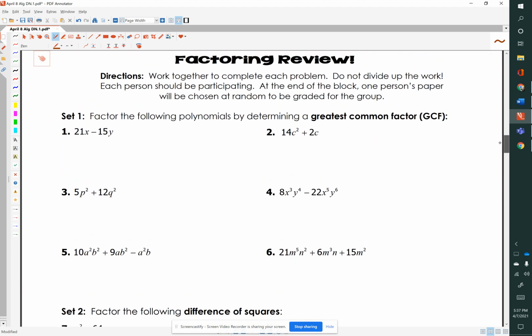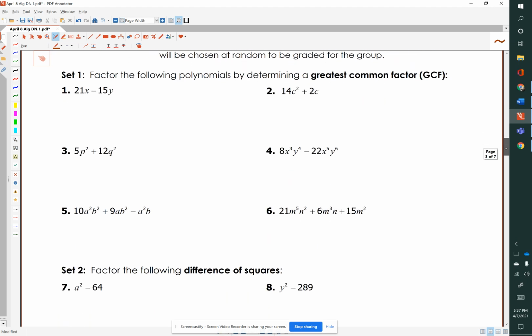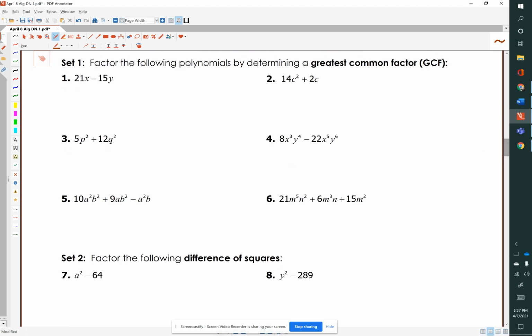So we're going to review what we've been doing. We're going to work each on our own today. Maybe in class, some of you will work together. We'll see how that works out. But we're going to start with determining the greatest common factor.